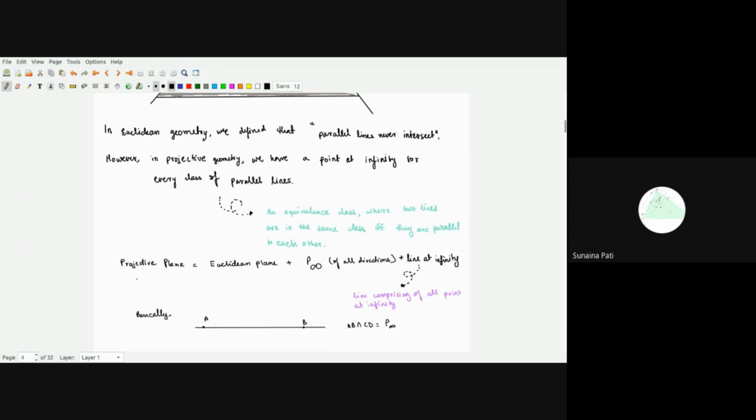Okay, so the second question, it's basically a line comprising all points at infinity. Because you have all points at infinity and you're just having a line comprising all points at infinity. And is it hypothetical?